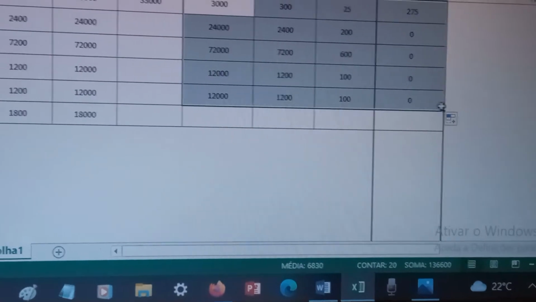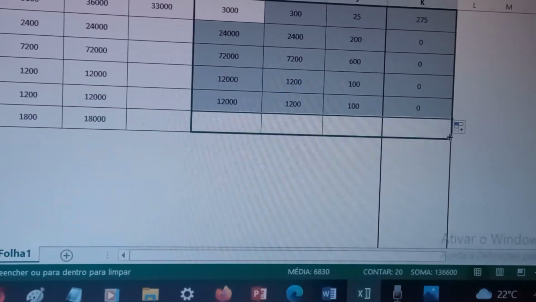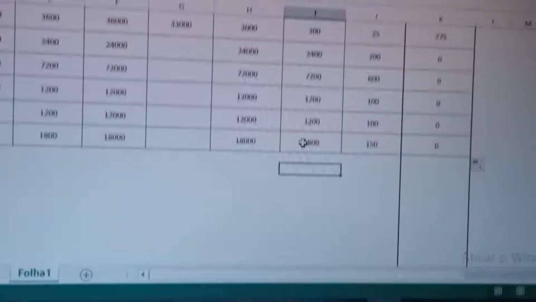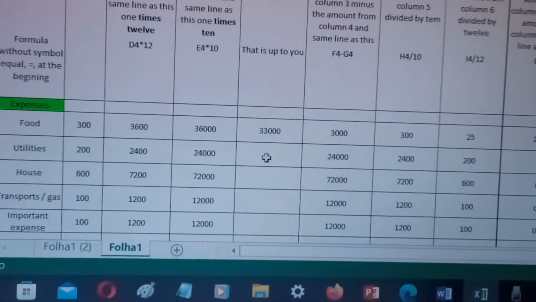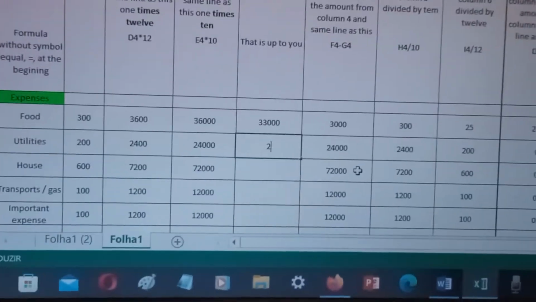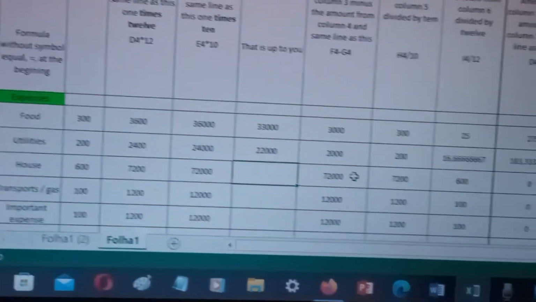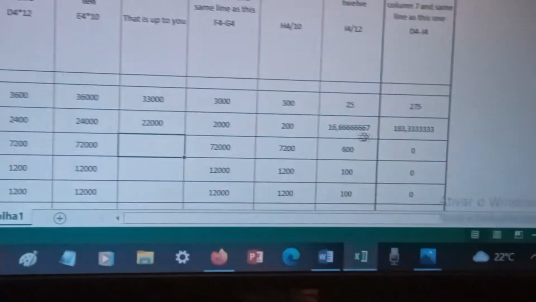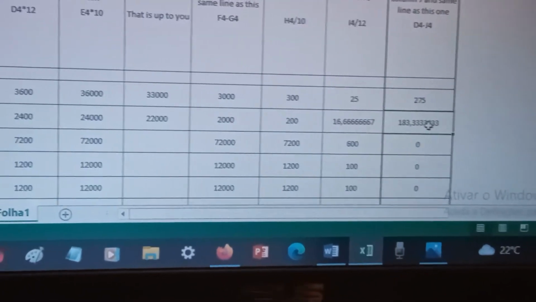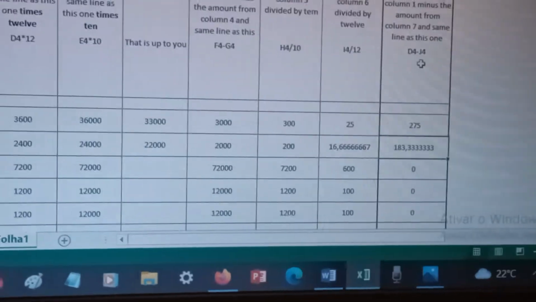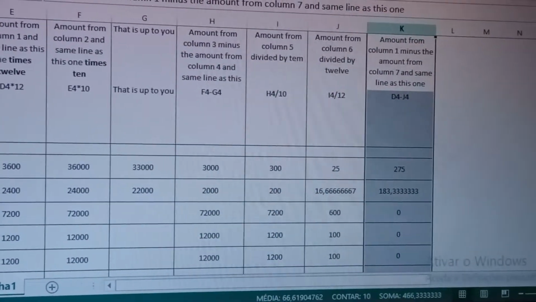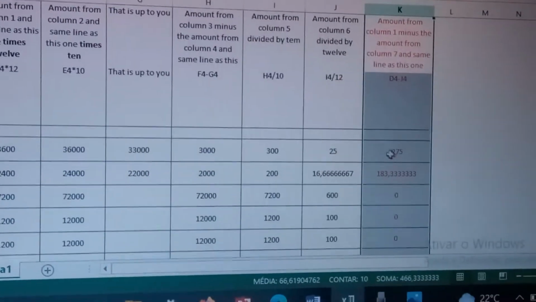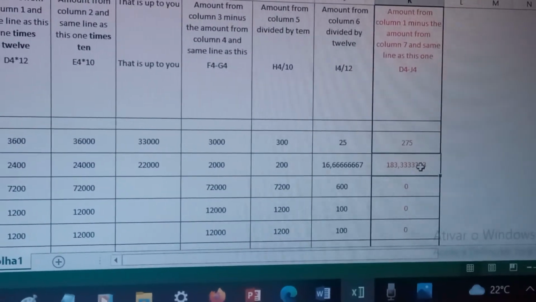Okay, go down. Okay, this just copies, and I don't have to do it for each one, and the amount is always right. Now, how much would I like to spend on utilities? Let's say 22,000. So it automatically corrects and lets me know that I should be paying 183 in utilities. I don't know why I changed this. I should be paying 183 in utilities.